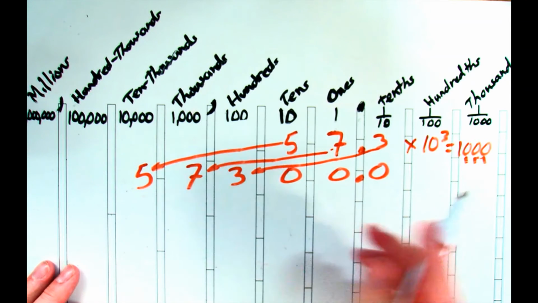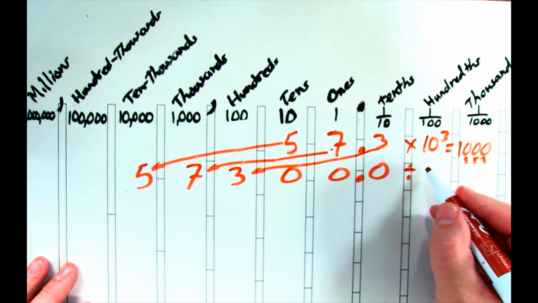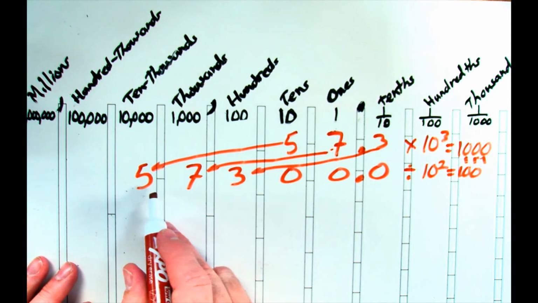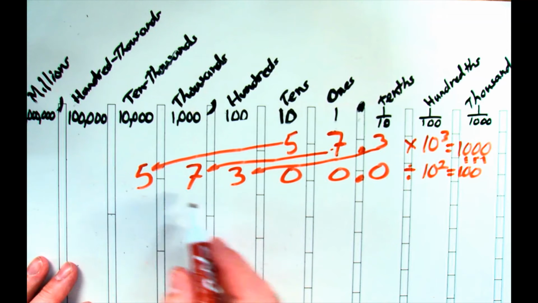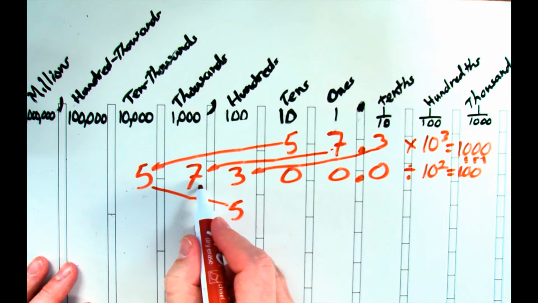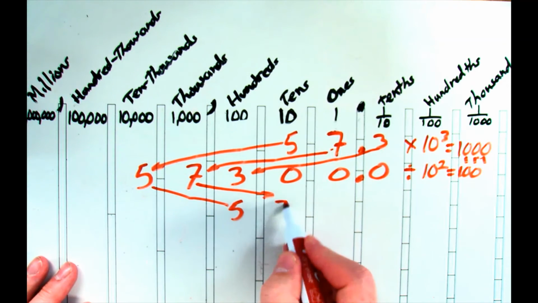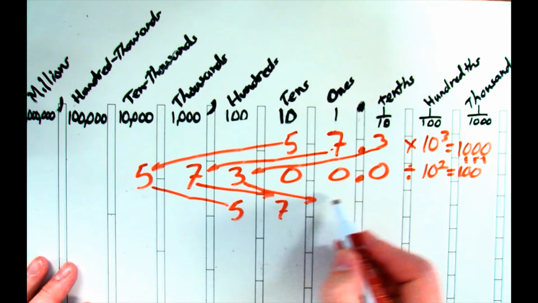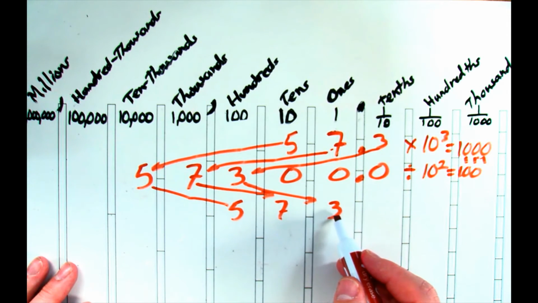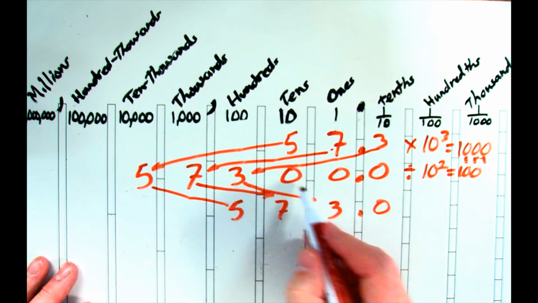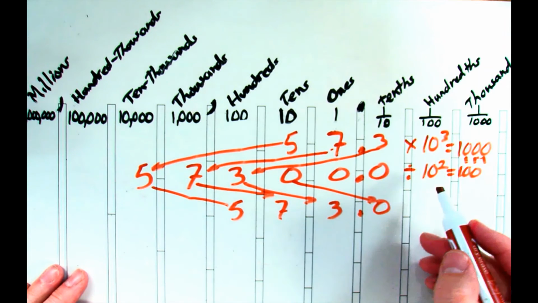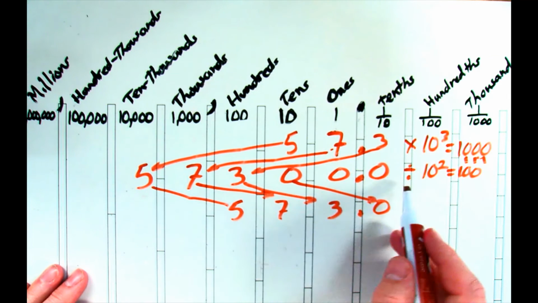And we can do it the other way around too, by dividing. So let's divide this by 10 squared, or 100. 50,000 divided by 100 would be 500. 7,000 would be 70, and 300 divided by 100 is 3. And then we add the 0 here. All right, so we got 573 is the same thing as 57,300 divided by 100.